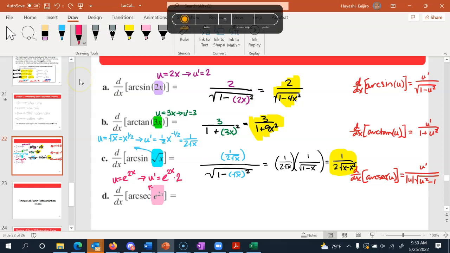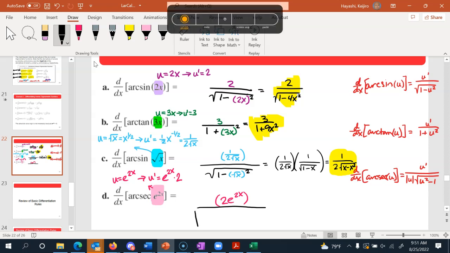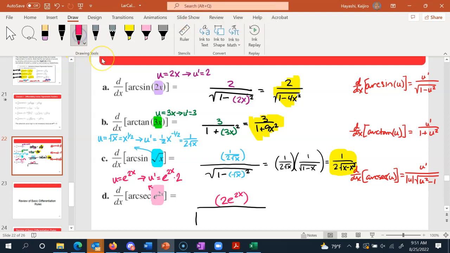So u prime, and we're dealing with arcsecant here, so we're just going to take our u prime, put it up here, take our u and put it here. So for u prime, we got 2e to the 2x. That goes on top. And we got the absolute value of u. Now u is e to the 2x, times the square root of e to the 2x squared minus 1.